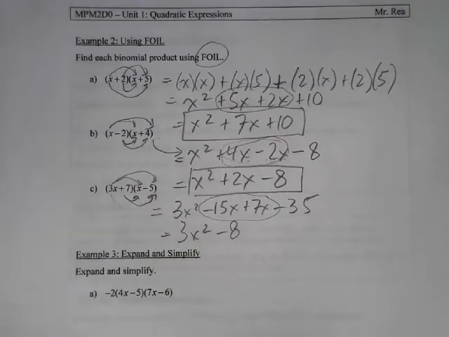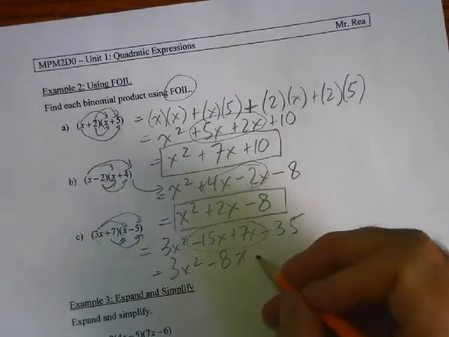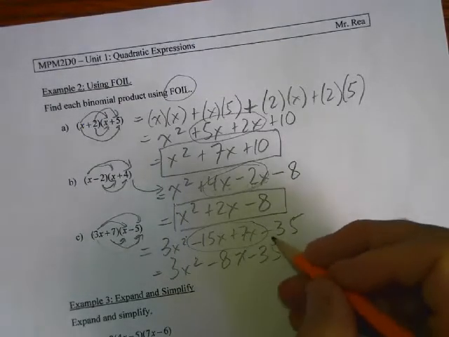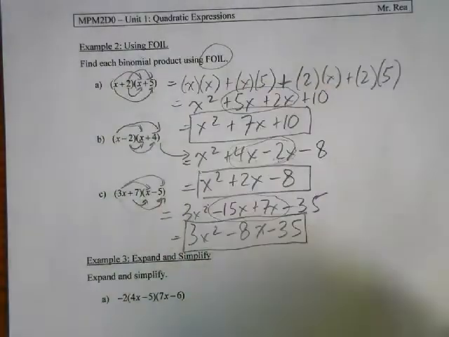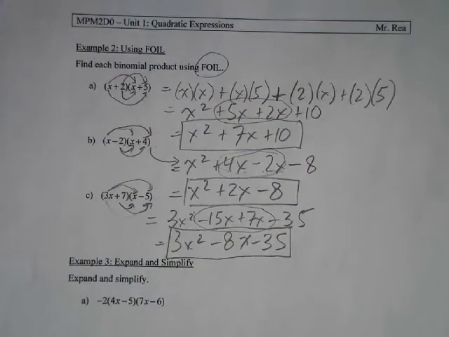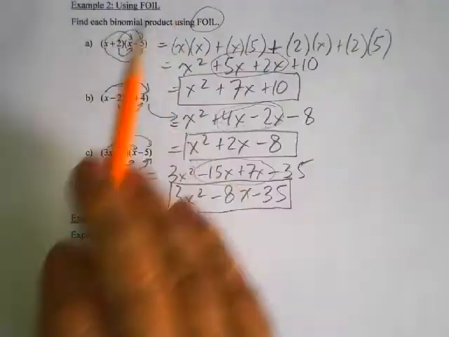Just let me double check what I'm doing. Negative 8x and minus 35. So that would be your final answer there. So hopefully this is making sense, the FOIL method or the matrix method, depending on your choice. And you could basically do any two binomials.